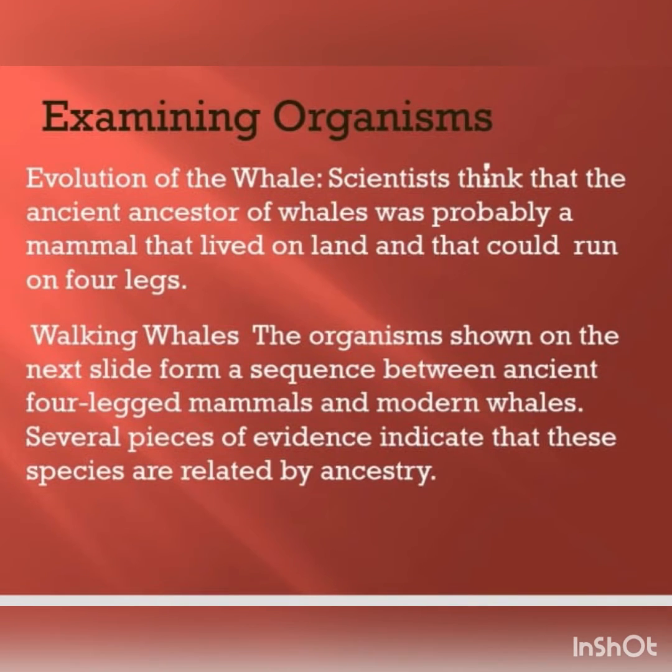Scientists think that an ancient ancestor of whales was probably a mammal that lived on land and could run on 4 legs. Walking whales. The organisms shown on the next slide form a sequence between ancient 4-legged mammals and modern whales. Several pieces of evidence indicate that these species are related by ancestry.